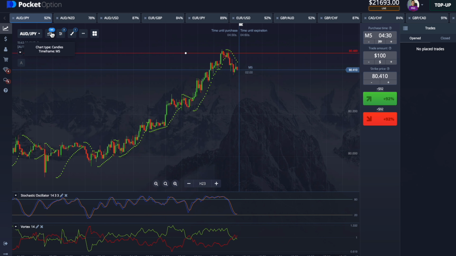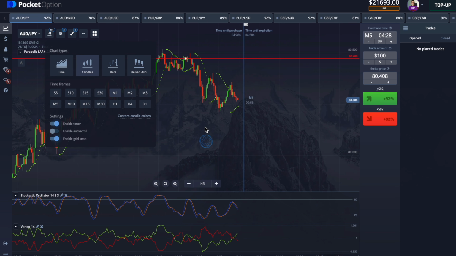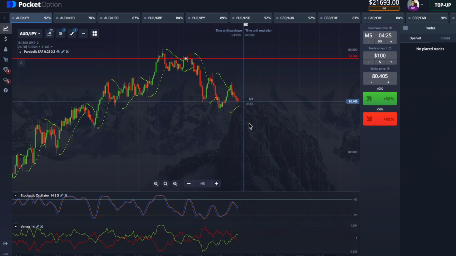All of these further prove that our initial analysis was correct, so we can be sure to buy a put option that expires in 10 minutes.